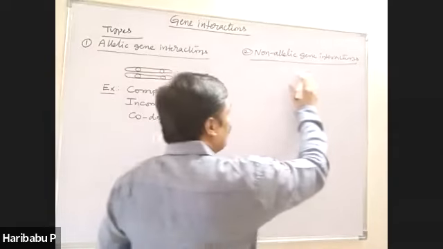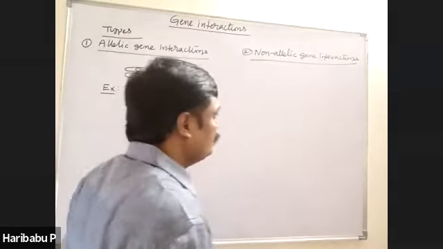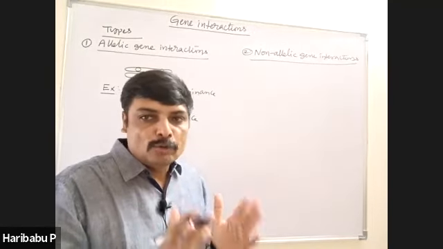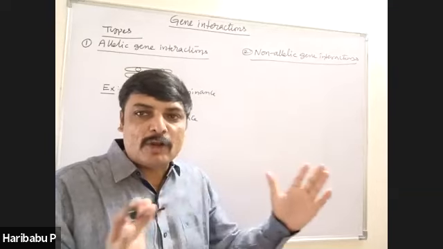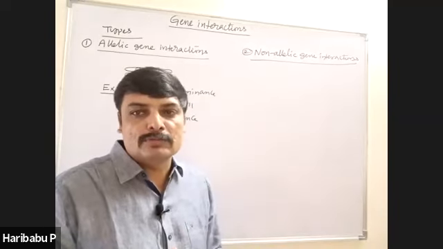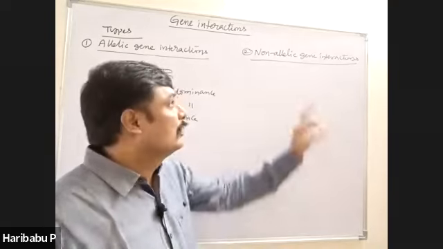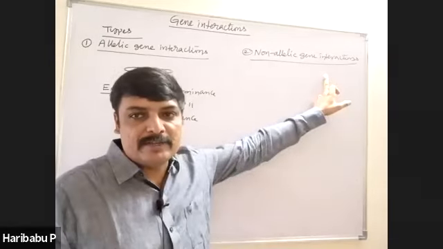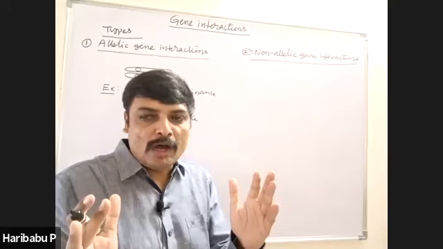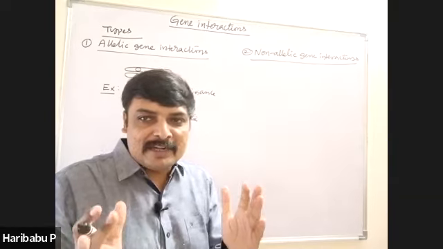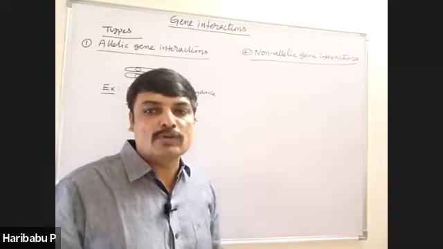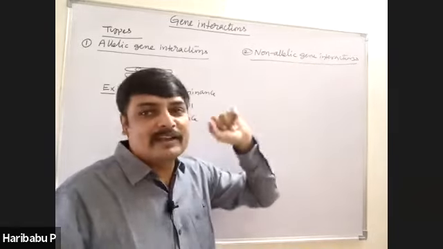Then non-allelic gene interactions. When gene interaction occurs between two or more genes of different loci present on the same chromosome or different chromosomes, it is called non-allelic gene interaction. I repeat, when gene interaction occurs between two or more genes present at different loci of the same chromosome or different chromosomes, it is called non-allelic gene interaction.